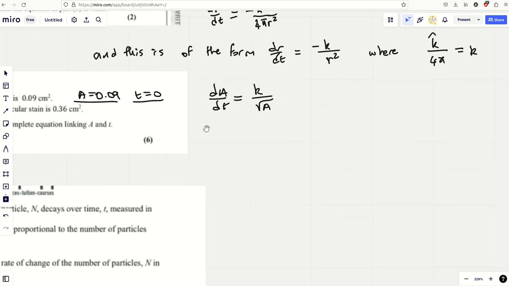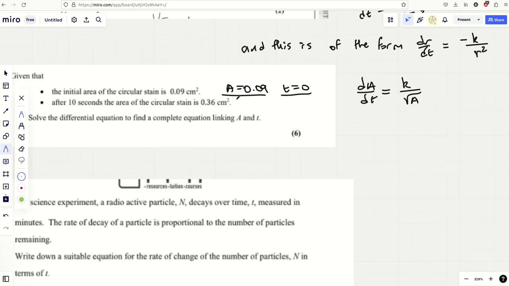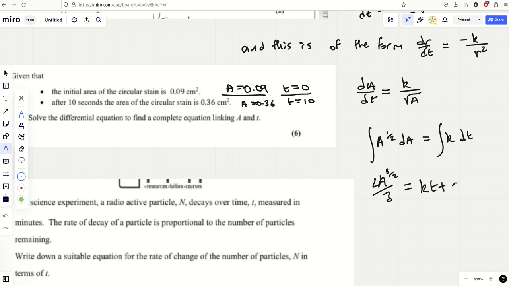And then this bit, we're just going to plug in the initial conditions and solve the differential equation. So A equals 0.36, T equals 10. Okay, we've already turned it into this much more convenient form. This is separate the variables. So put the root A with the dA. So A to the half dA equals K dt. Integrate both sides. You're going to have increased power by 1, divide by the new power, equals kt plus c.